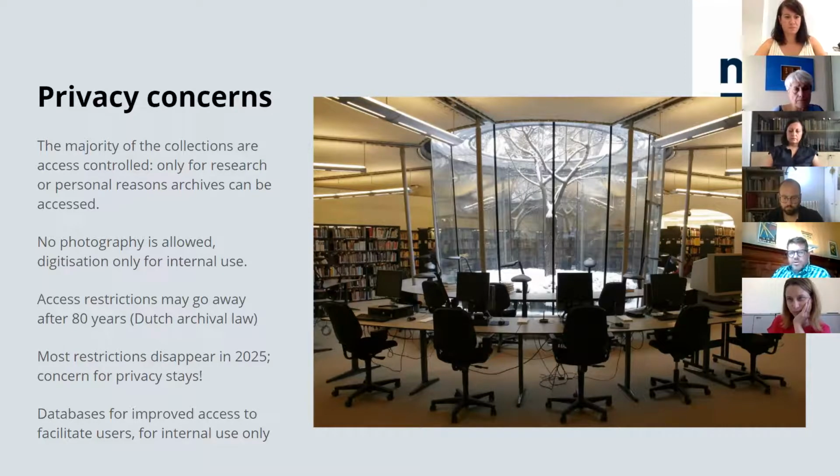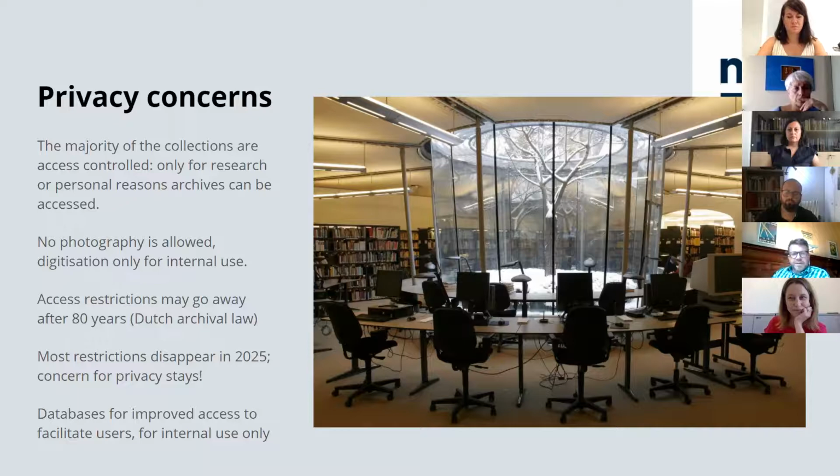As I've also noted in this slide, most restrictions will disappear after 2025. Then we do not have to care anymore for people that might still be living. Still, we have to be careful with privacy concerns, and we are talking with the ministry and with the government, also with colleagues in the field, on how we can deal with privacy concerns after 2025.